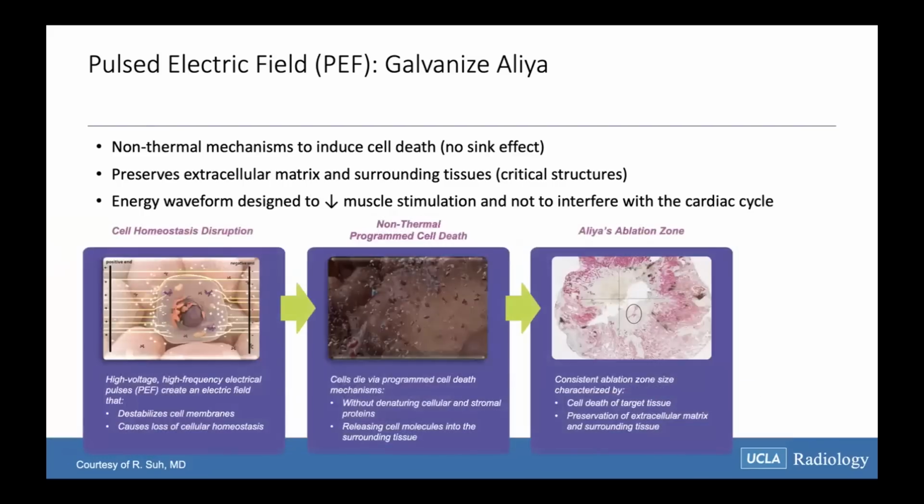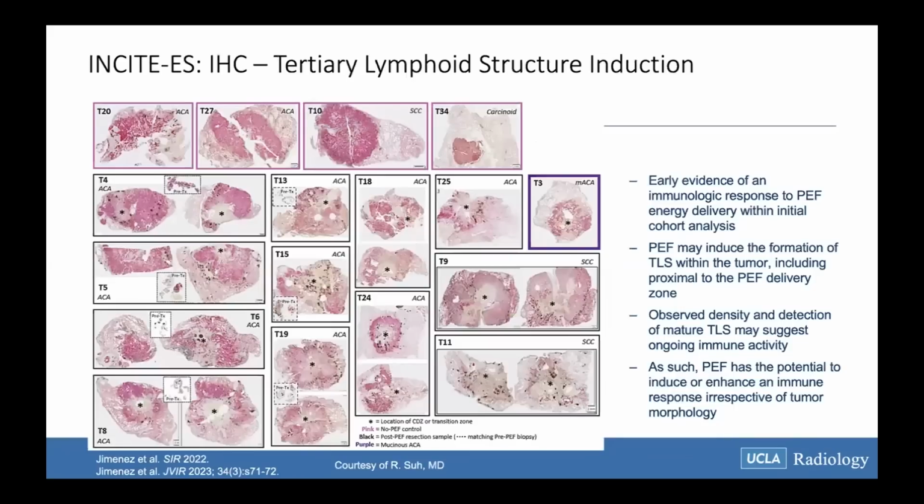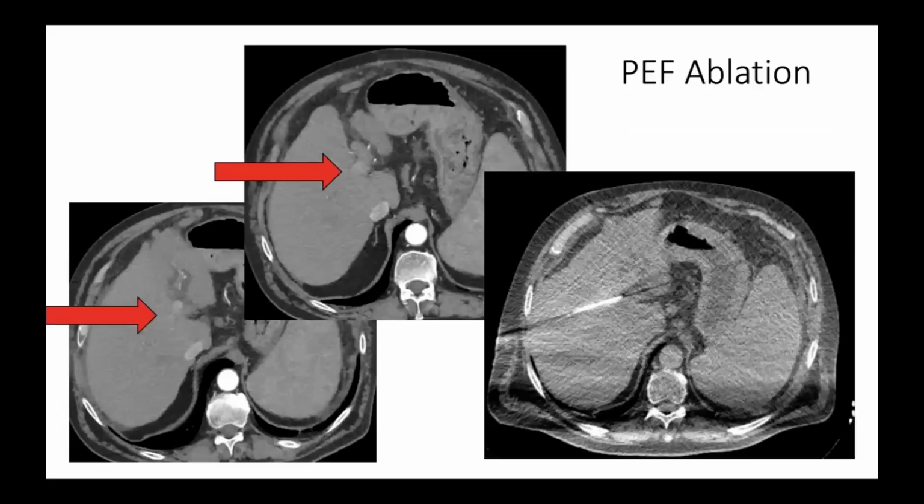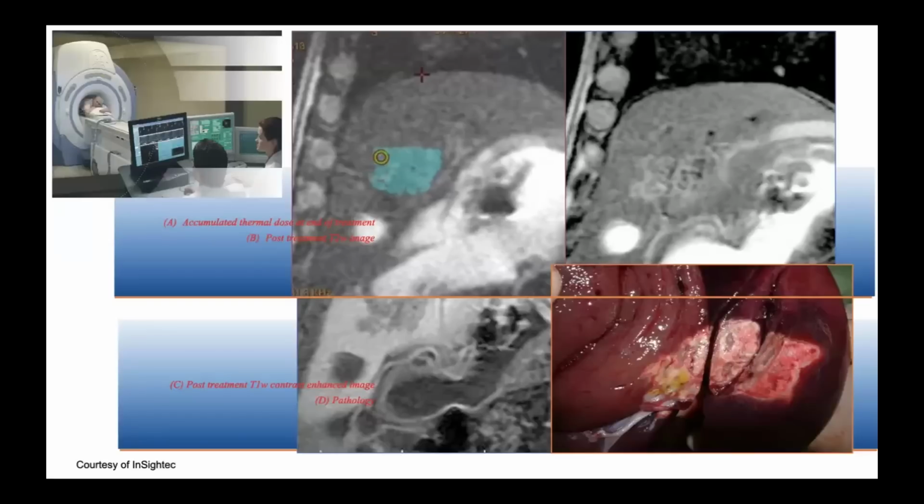Now, this particular device is supposed to also potentially have effects on tertiary lymphoid structures, which we are quite interested in from a biological standpoint in HCC treatment. So potentially this could have immunomodulation effects in addition to actual tumor kill. So we are looking at it quite carefully. This is one of my patients that we treated with the PEF, the monopolar ablation.